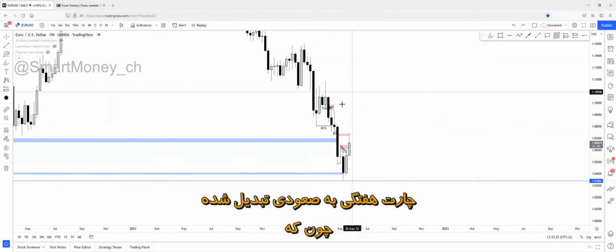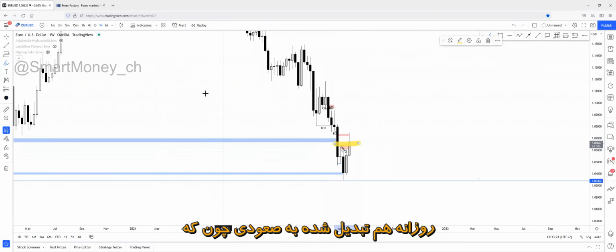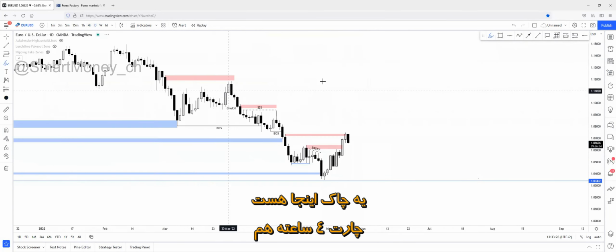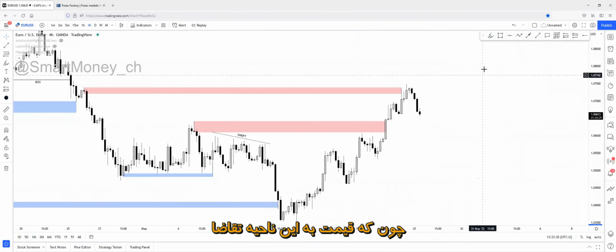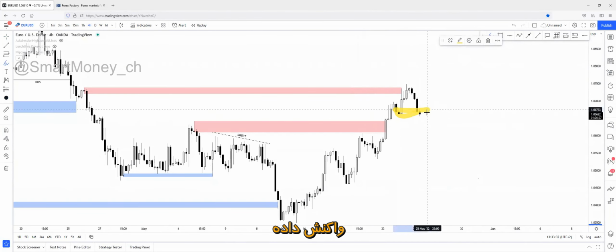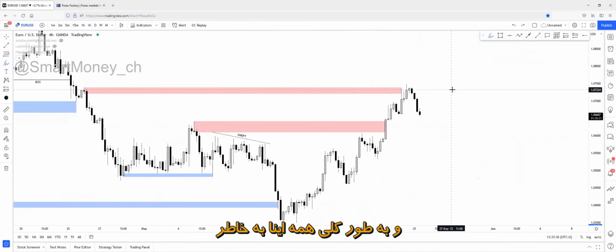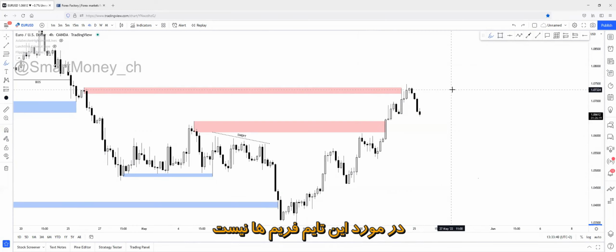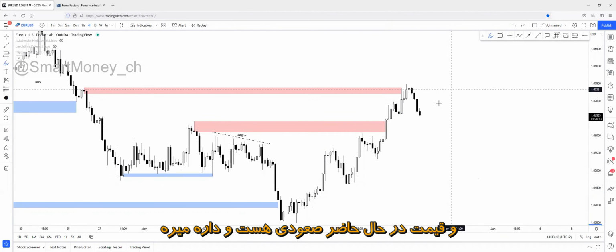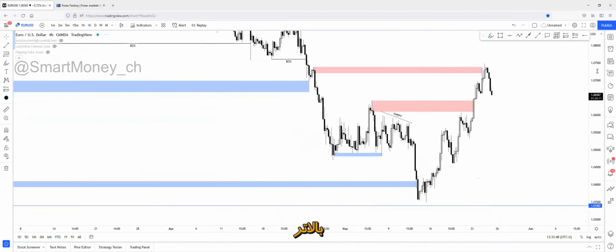Weekly has turned bullish because there was a change of character. Daily has turned bullish because there was a change of character. 4 hour is currently bullish because price is reacting on this demand zone. Basically, that's all about the higher time frames. There's nothing much to say about them because you can clearly identify that the controlling side of the price is bullish right now, and price is going up, up, up.